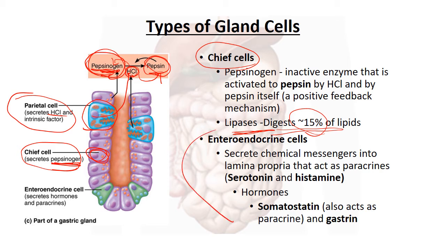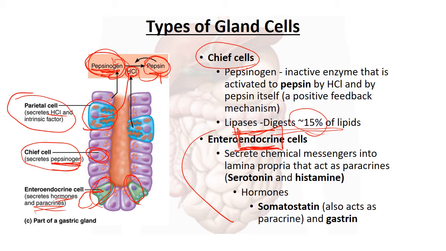Finally, let's talk about the enteroendocrine cells. These are in the very bottom of this gland. The enteroendocrine cells are an endocrine cell. It secretes a hormone. So it secretes both hormones and paracrines, meaning it's going to secrete something that will act back on that cell.